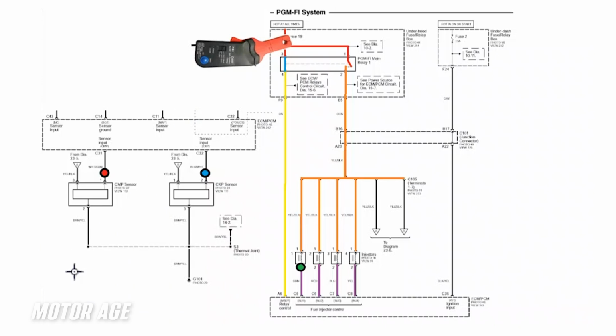I'm going to be placing my blue channel of my scope on the crankshaft position sensor signal wire. I'm going to be placing the red channel on the camshaft sensor signal wire going to the PCM. I'm going to be placing the green channel on injector number one control wire, the ground side of the circuit between the PCM and the injector, the control side. And I'm going to be placing the yellow channel at fuse number 19 with my amp probe.